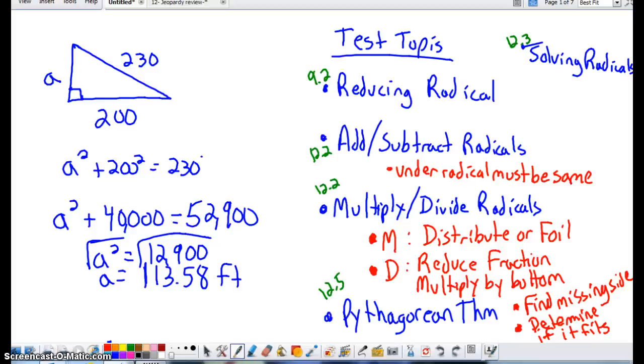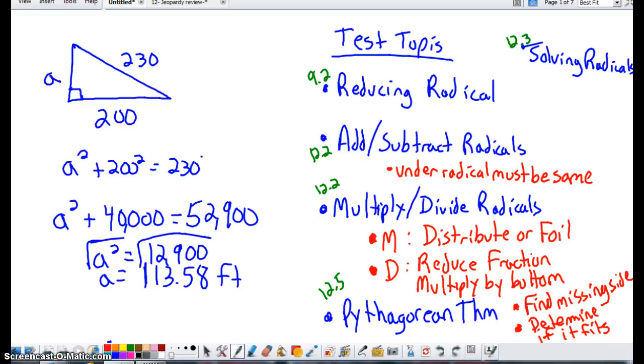All right, this is unit number 8, which is on radicals. This is for Algebra 1. This is the review for your test. You can see I have a list of test topics here. Reducing radicals was section 9.2. You use that throughout the rest of the unit. Section 12.2 covered adding, subtracting, and multiplying and dividing radicals.